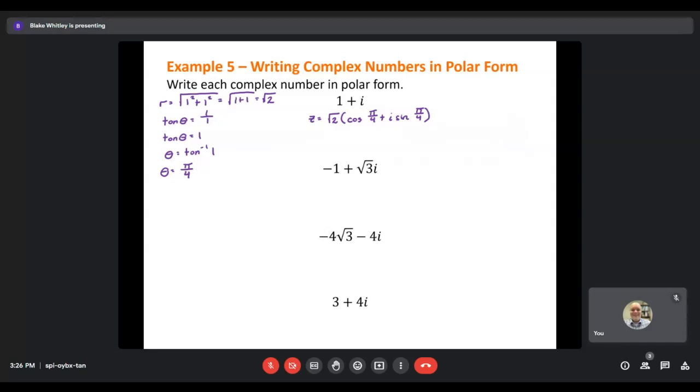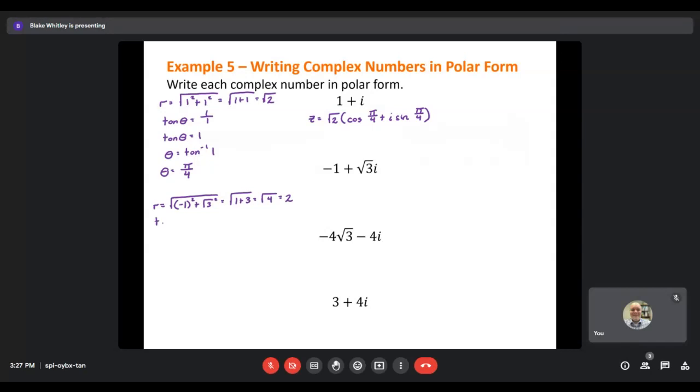So let's try the next one. So this time, again, we want to find our r value. So we have square root. Our real part this time is -1, so -1 squared, plus imaginary part is square root of 3, and we've got to square that. Well, -1 squared is 1. Square root of 3 squared is 3. We end up with square root of 4, which is just 2 this time.